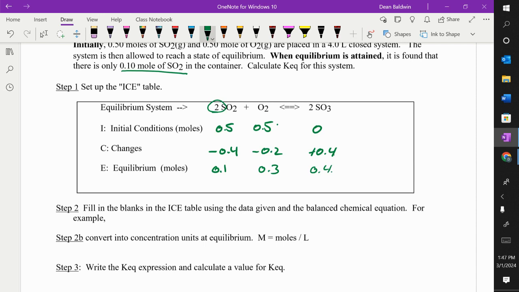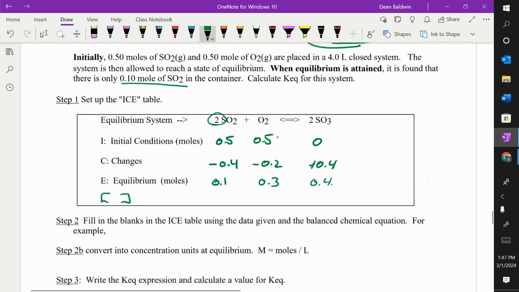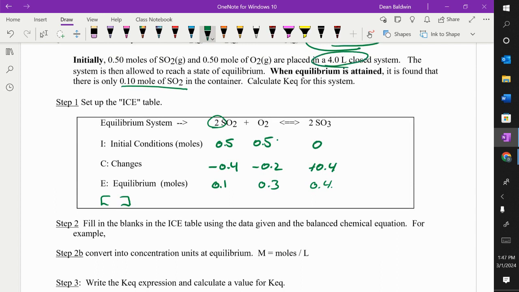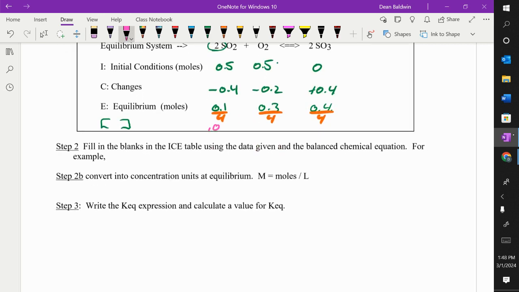Now this is moles, but we know the KEQ expression has to be in concentration, which is moles per liter. So the extra step here would be, what are the concentrations of these? We can just do it right in the table. It's a 4-liter container, so what do we do? Divide them all by 4. So the concentrations become 0.025 molar, 0.075 molar, and 0.1 molar.